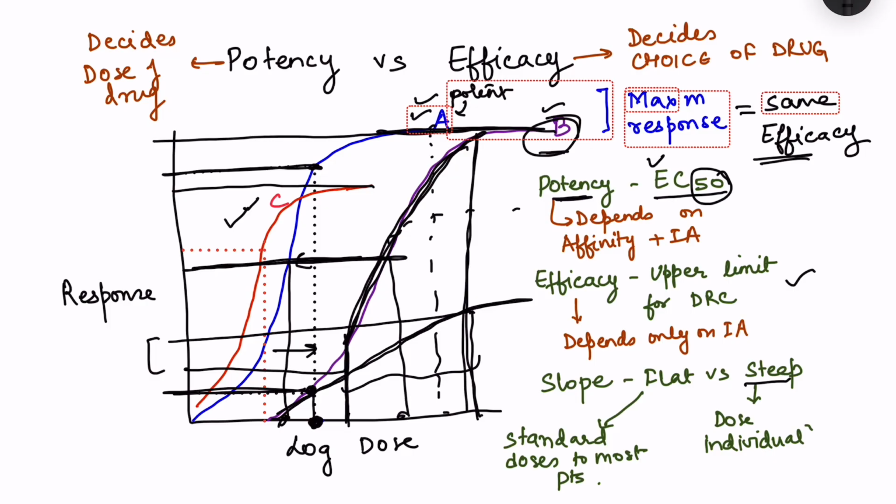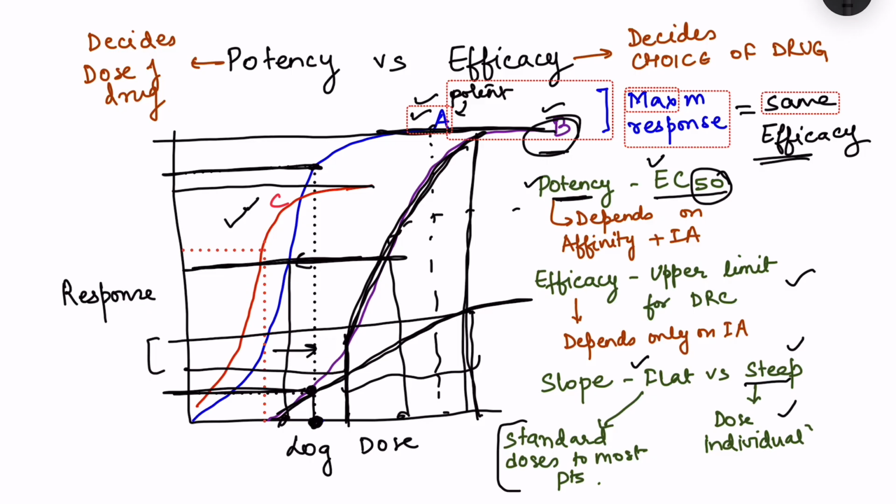That means for a drug with a flat curve, standard doses can be given to most patients because hardly will there be a change in responses. However, for a drug with a very steep slope, dose individualization needs to be done because the response is going to be increased, and moreover there might be much variability from person to person as well. So dose individualization needs to be done. Now, what are these used for? Slope, I told you that by looking at the slope of the curve, we can tell whether standard doses can be used or dose individualization has to be done.